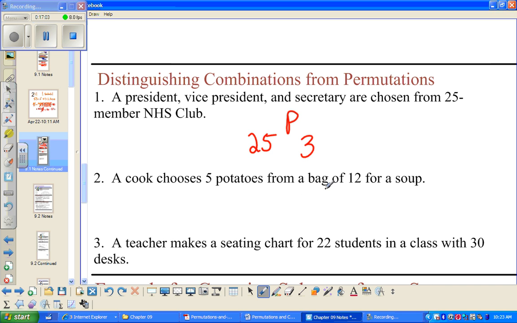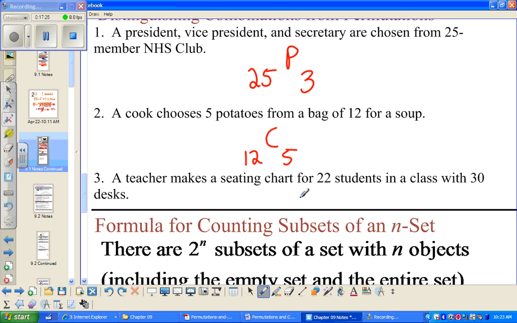Number 2, a cook chooses 5 potatoes from a bag of 12. Well, how many ways could you do that? You've got 12. It doesn't matter what order you pick the potatoes in. You just need to get 5 potatoes. So that's a combination. A teacher makes a seating chart of 22 students in a class of 30 desks. Well, that's a permutation because each student's going to be different. So therefore, their position is definitely going to matter.